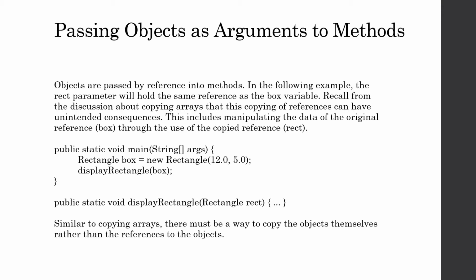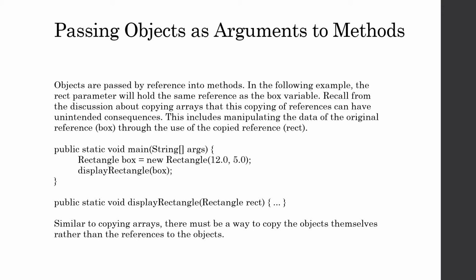Okay, so now we're going to take a look at how to actually use objects in our methods. That's going to include passing objects as arguments into methods or returning objects from methods. Keep in mind that objects are going to be passed by reference into methods. We've seen a little bit about this before. We talked a little bit about things like the string class or dealing with arrays. In the following example, the rect parameter will hold the same reference as the box variable.